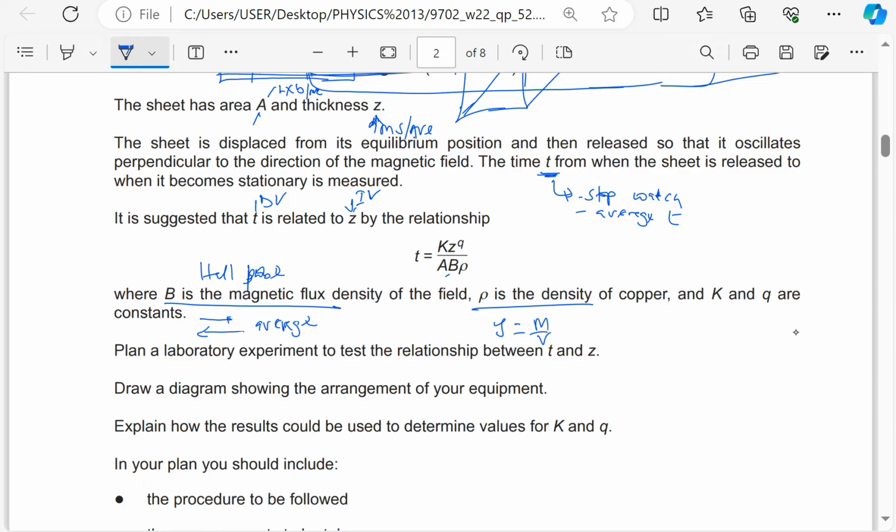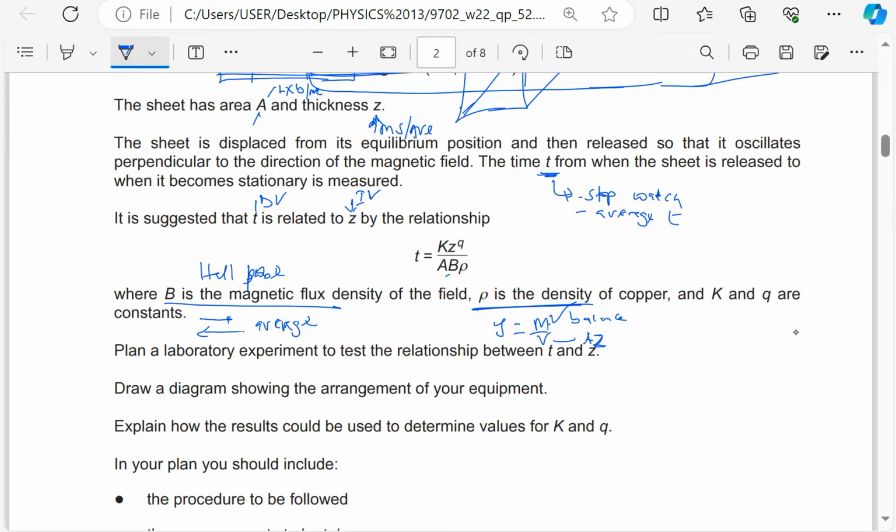The density of the copper is m over v, so I must use copper of the same density. So it means I will need the mass. Of course, to measure the mass, I'll use a balance. The volume, since I have the cross-sectional area, I'll measure from area times Z, where Z was the thickness. I'll measure the mass using a balance so that I find the density of the copper sheet, and it should be the same density.